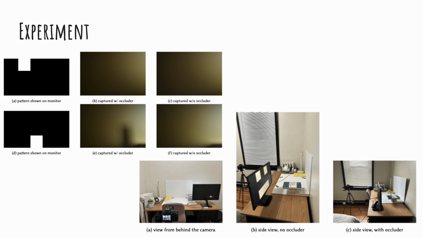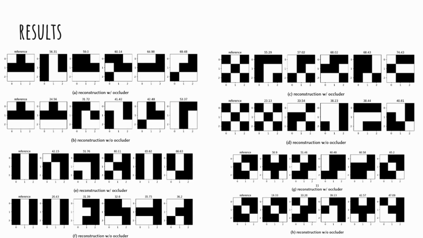And the reconstruction algorithm is also painfully simple. I iterate through all 2 to the 9th possible configurations of the 3x3 grid and find the one that produces the least squared distance reconstruction from the actual captured image. And so I then return the top 5 results, and the next slide shows what I got.